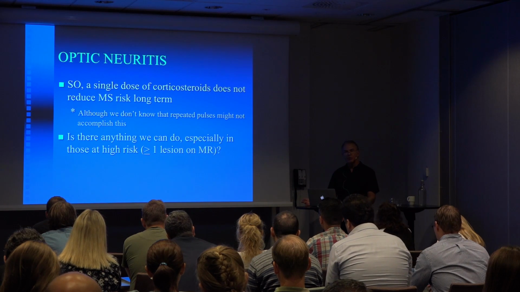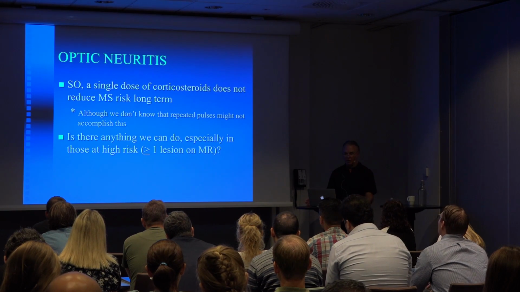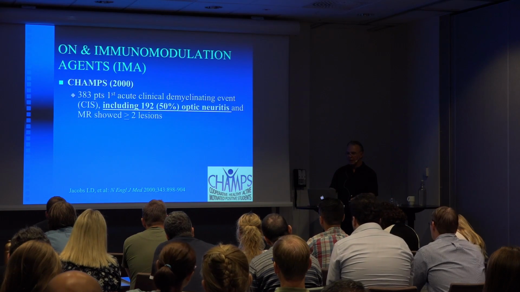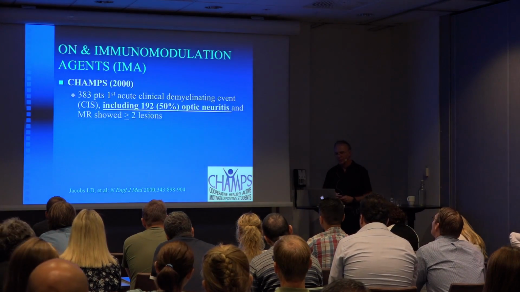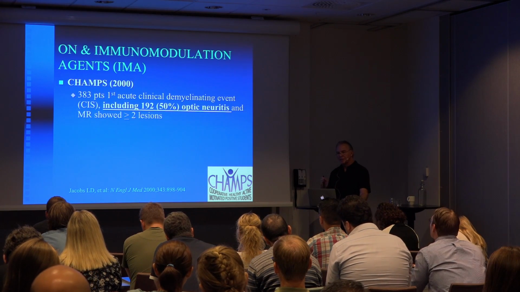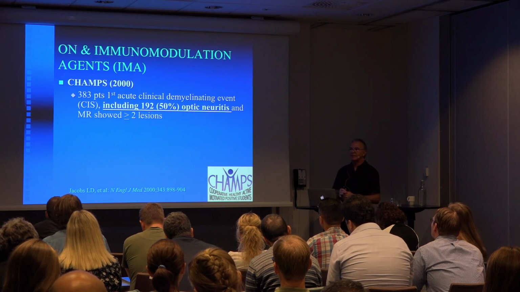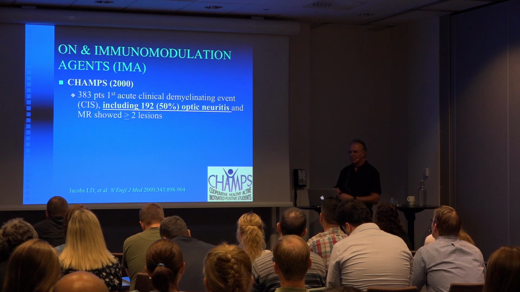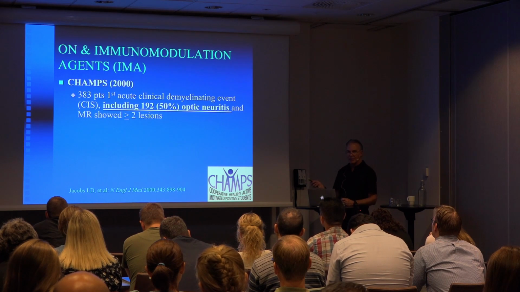But assuming the steroids don't work, is there something else you can do to lower the risk of going on to MS if you've got an abnormal MRI? So that's the CHAMPS study. This is now almost 2 decades ago. It was a study looking at if you had a single demyelinating event, clinically isolated syndrome, and half of the patients in this study had optic neuritis.